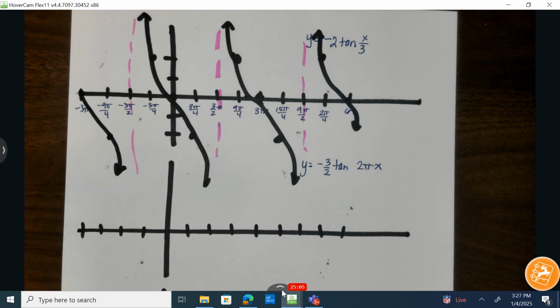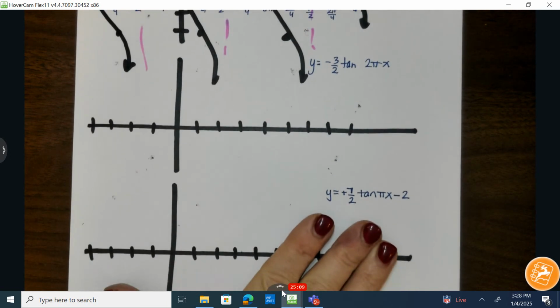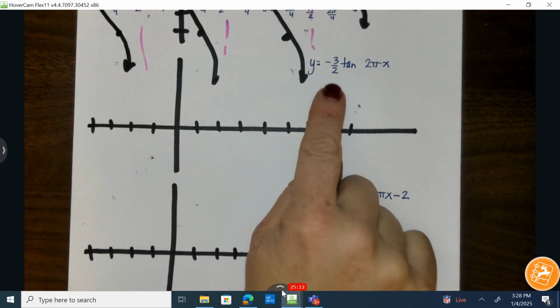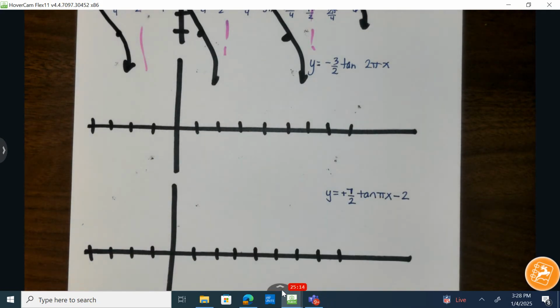This is y equals -2 tangent of x divided by 3. I would like you to press pause, and I'd like you to try this function, y equals -3/2, which is the same as -1.5 tangent of 2 pi x. Press pause, try it, and then come back to this.